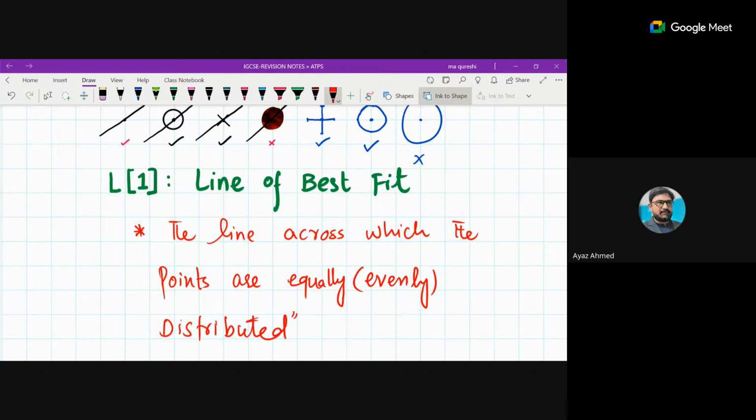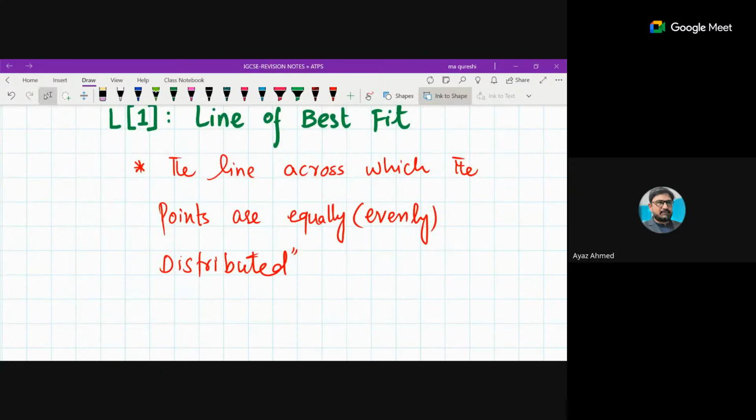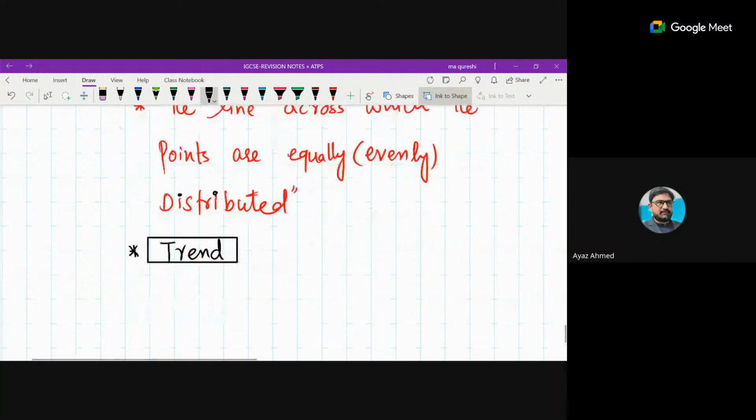Actually, this line shows the randomness of your data, or you can simply say that because we have random errors, so that is just like a trending line. It is a trend, right? That is a trend what you have to show. So please make sure that the line should be evenly distributed.